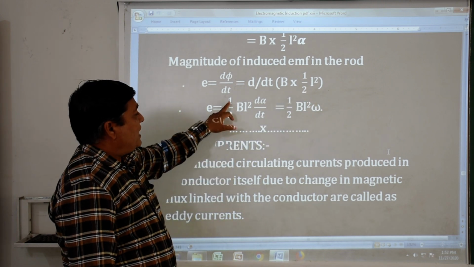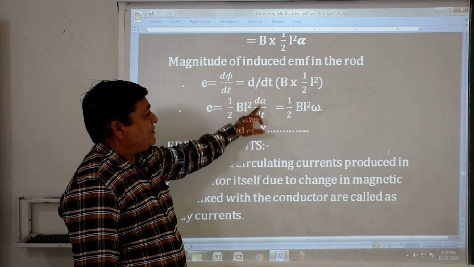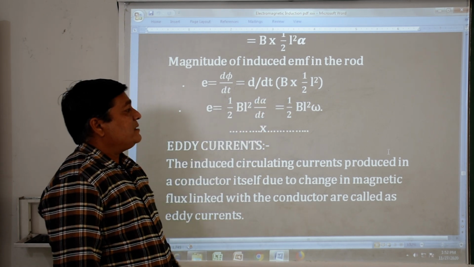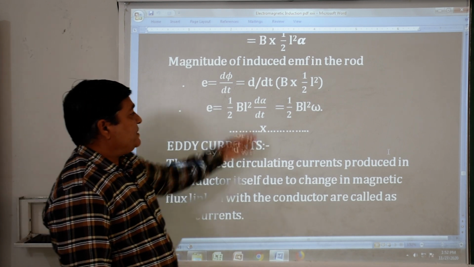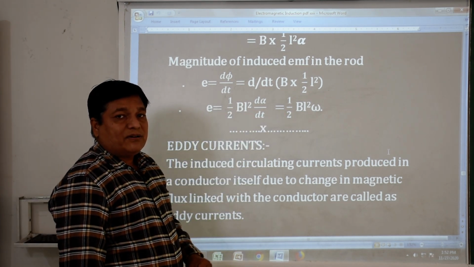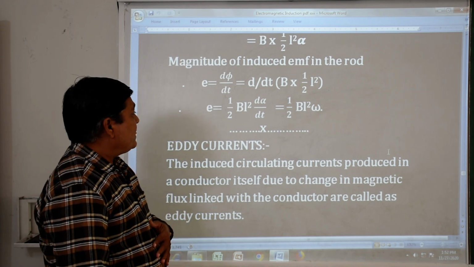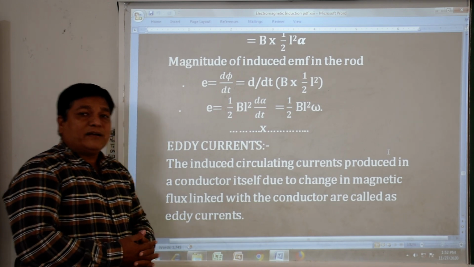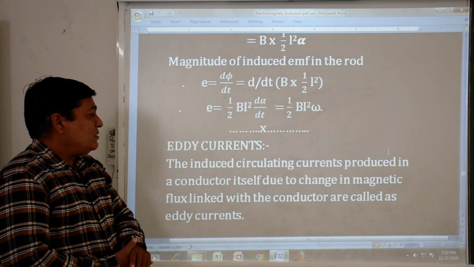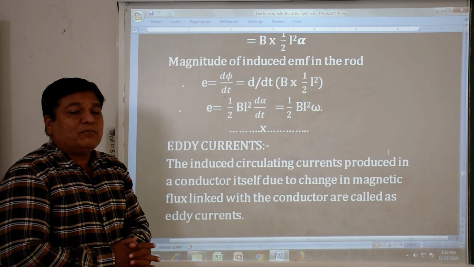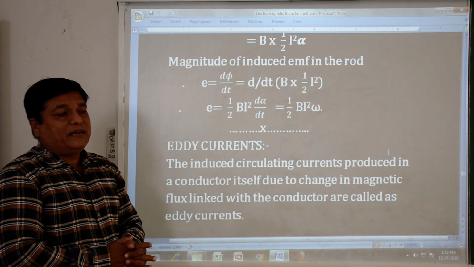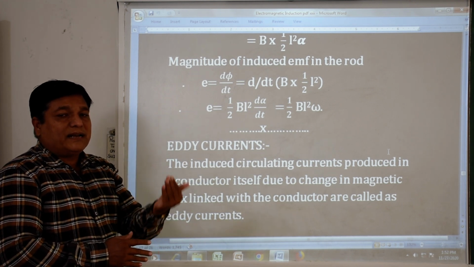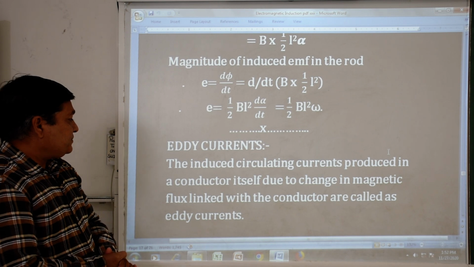Now half B L square is taken out like this, and d alpha by dt. What is d alpha by dt? This d alpha by dt will become the angular velocity, displacement upon time, which is denoted by omega. So overall, the expression for the induced EMF in a rotating rod will become half B L square omega. This is about the motional EMF or induced EMF in a rotating rod, or in a particular conductor which is moving. That is called the motional EMF.